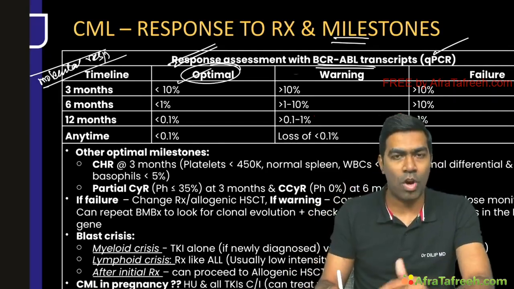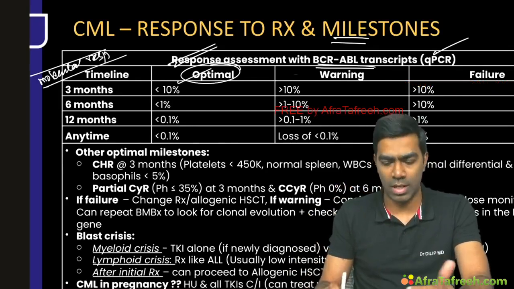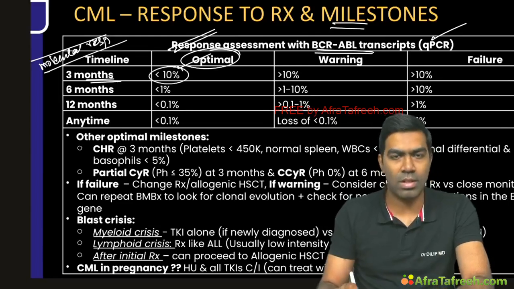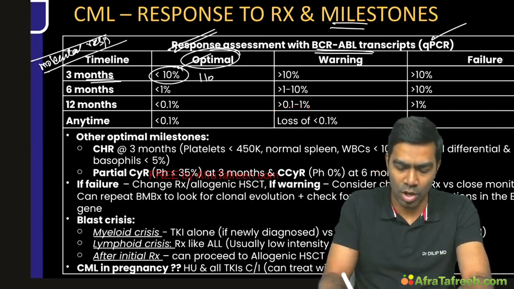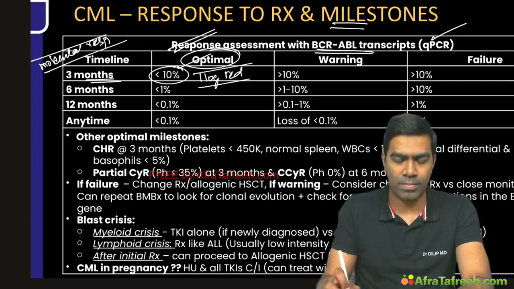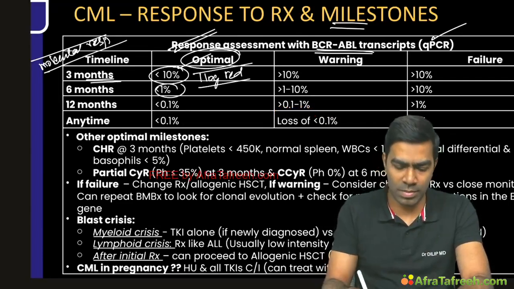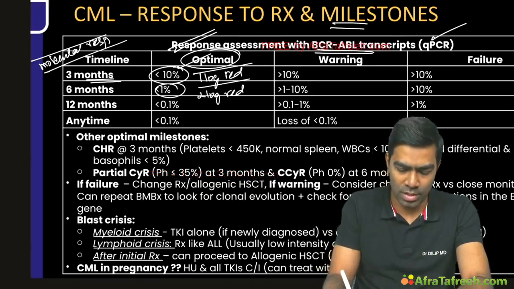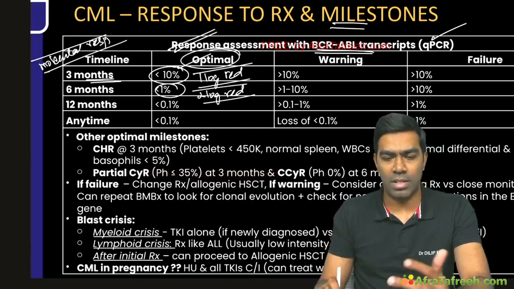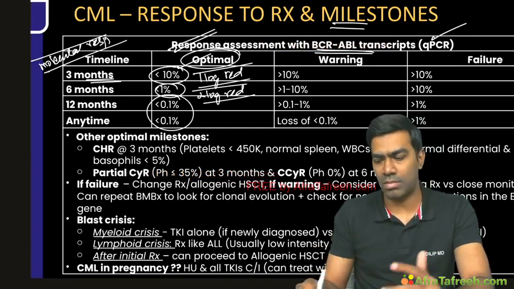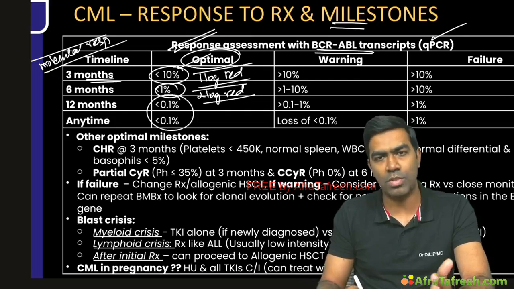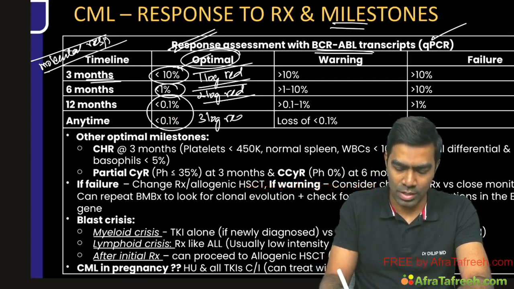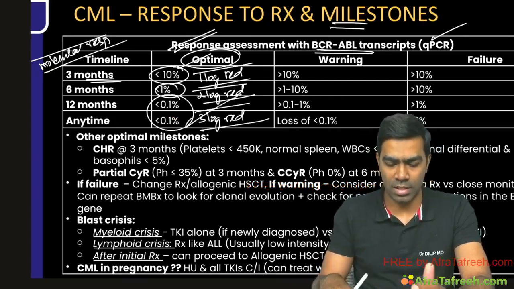So what do you mean by optimal response in PCR? At 3 months, the amount of BCR-ABL transcript should be less than 10%, or we can say 1 log reduction should be achieved. And at the end of 6 months, the BCR-ABL mRNA transcript level should be less than 1%, or we can say 2 log reduction from the baseline. At 12 months and at any time, the proportion of BCR-ABL mRNA transcript should be less than 0.1%, which means 3 log reduction. So that is optimal at 3, 6 and 12 months.